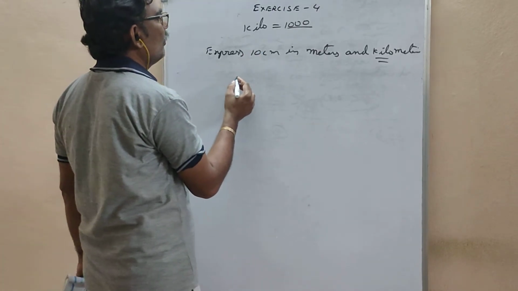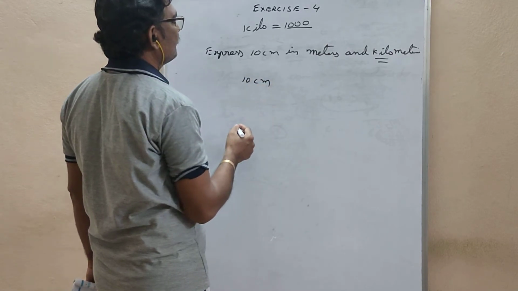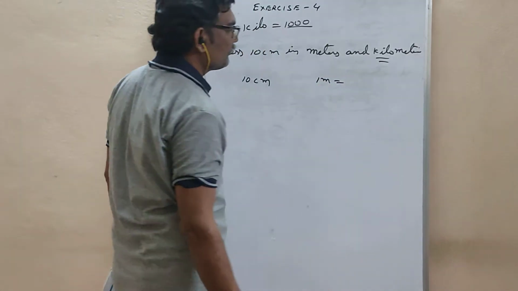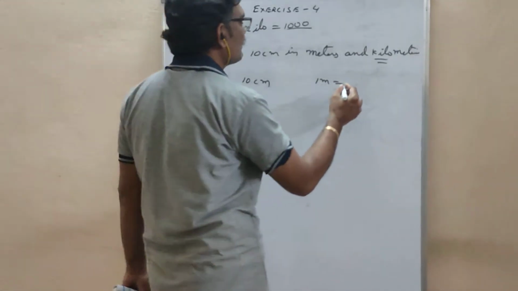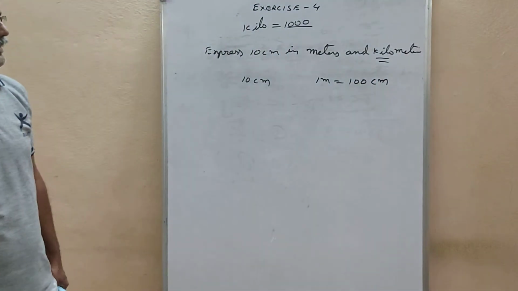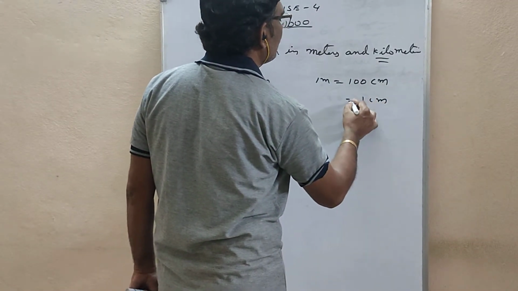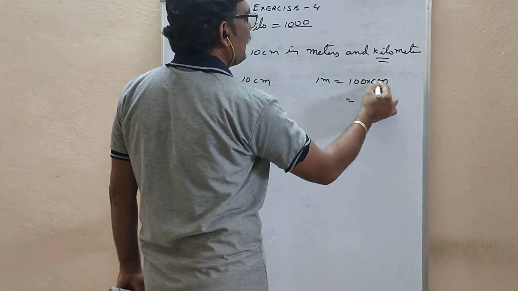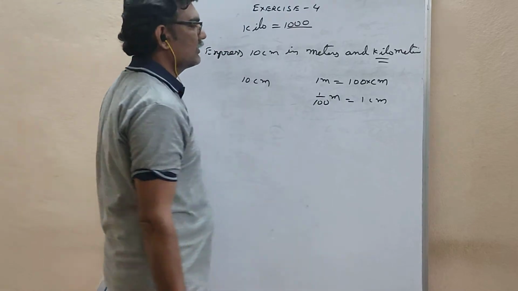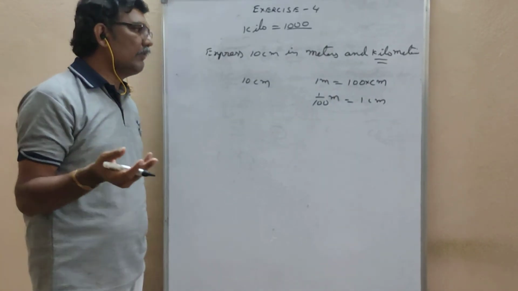So now we have to go for 10 centimeters. So here you should know 1 meter is equal to 100 centimeters. I want 1 centimeter is equal to, 100 is multiplying or not? Take this 100 to here. 1 by 100 meters. 1 centimeter, if you convert into meters, you have to divide with 100.